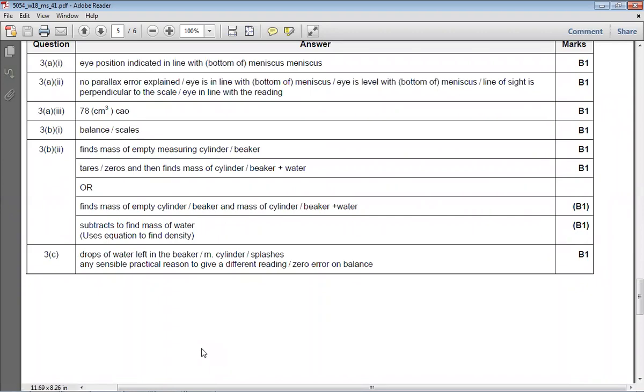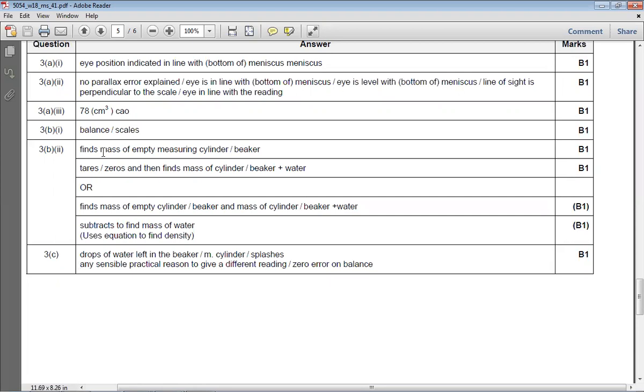So the marking scheme says, I especially want to read these two answers. The marking scheme for question number 3 is showing up on your screen. You can pause the video, and you can have a good look at this marking scheme. It says find mass of empty measuring cylinder or beaker, tares, zeros, and then find mass of cylinder or beaker plus water, or find mass of empty cylinder or beaker and mass of cylinder and beaker plus water. Subtract to find mass of water, uses equation to find density.